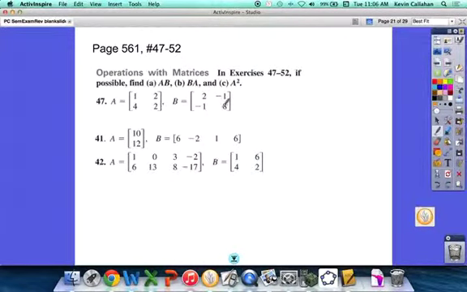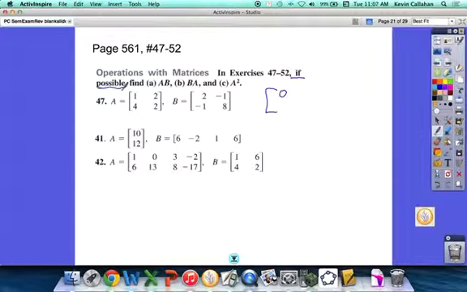You're going across the row and down the column. 1 times 2 plus 2 times -1. Right? And that would give you 0 in that column. It doesn't need to be the case that the matrices have the same order or dimensions, but it does have to be that the number of columns here match the number of rows here. And if that isn't true, then you can't do it. And that's why when it says, if possible, because it may not be possible.